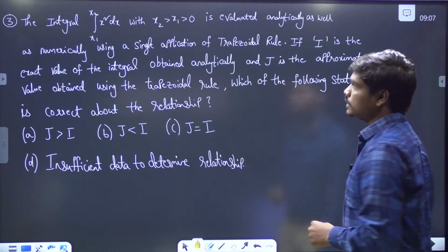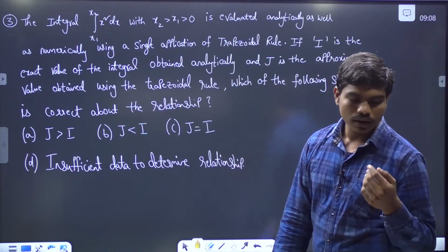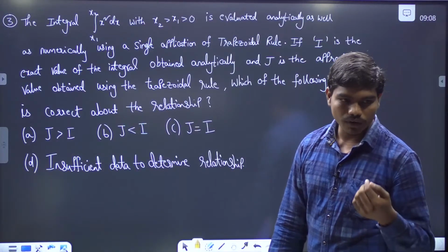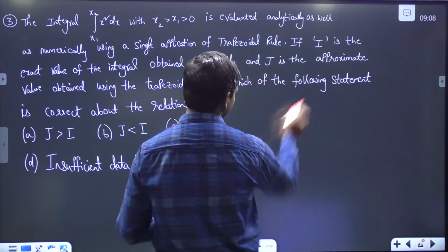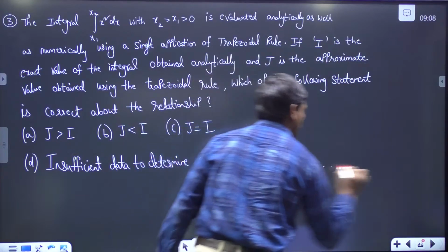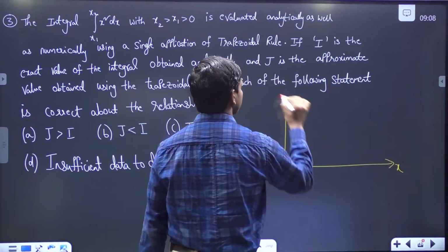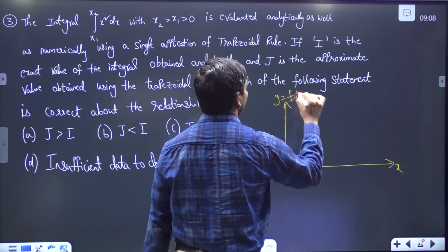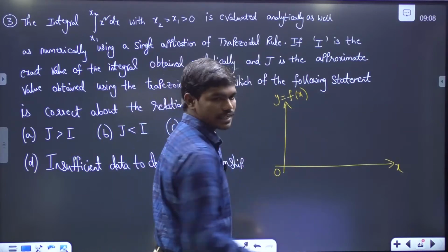So see here the integral x1 to x2. Many of you answered it's option B. Someone answered it's D. Let me tell you what the correct answer actually is. Look, this is 0, x, y is equal to f of x. Now how does the curve y is equal to x square look? Option D says data is insufficient.